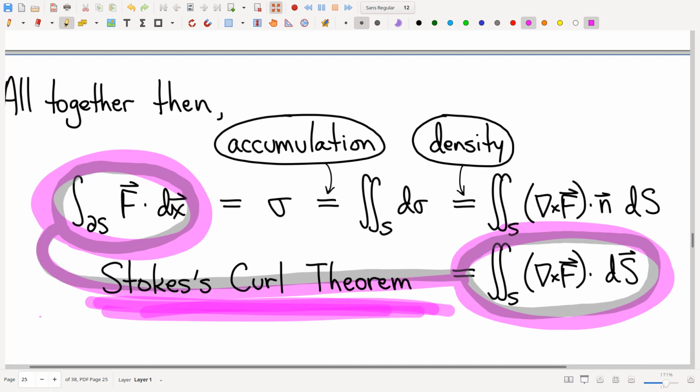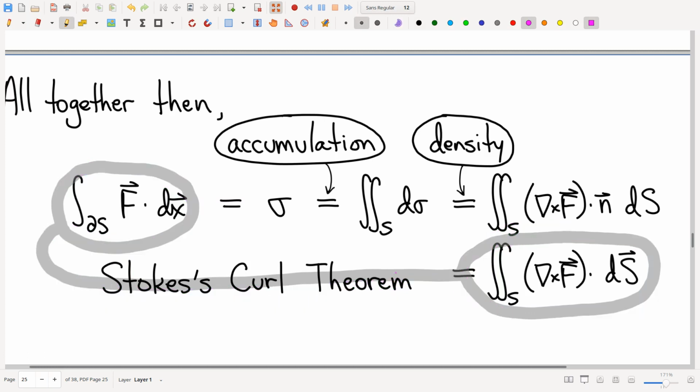Everybody with me? Everybody notice how we put the pieces together? It's just exactly like Green's theorem. And again, please do that back and forth A-B kind of comparison between the two. Okay, all right, let's do an example.